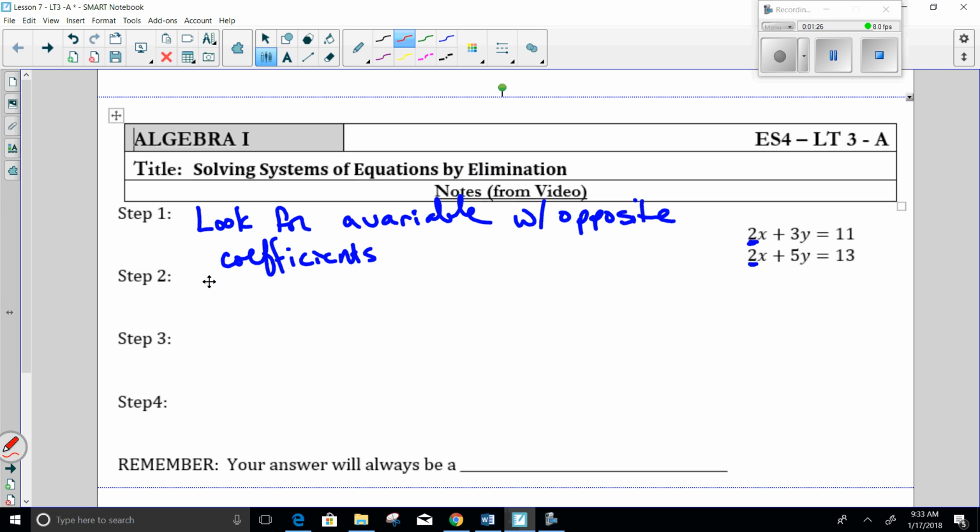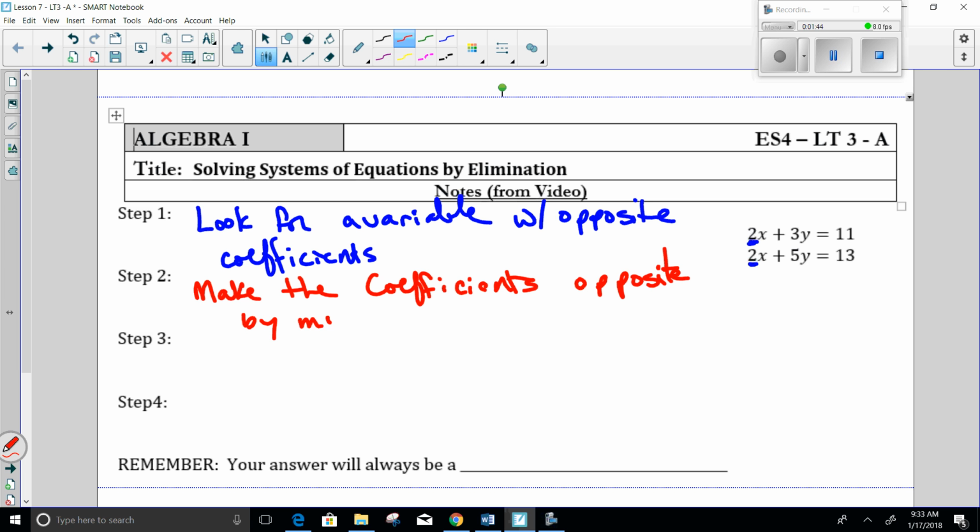Step 2 is make the coefficients opposite. We're going to make the coefficients opposite by multiplying the second equation by -1.